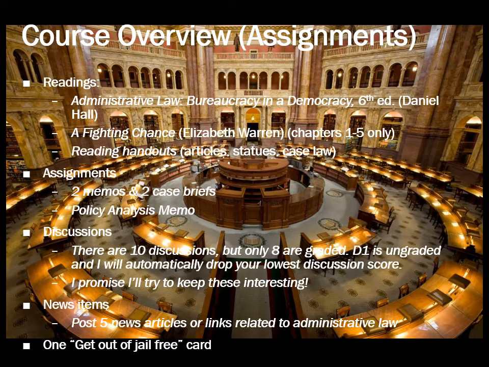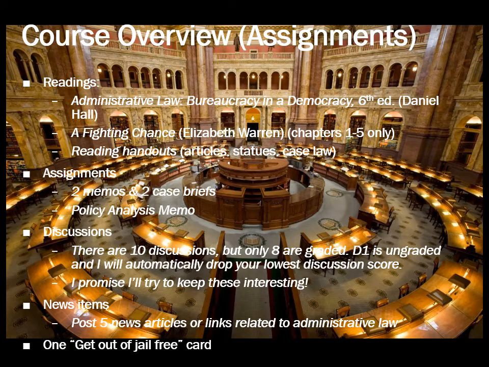All right, let's do just a little administrative overview of the course. So we've got a textbook, Administrative Law by Daniel Hall. I think it's probably one of the best administrative law textbooks out there, and it is particularly aimed at non-attorneys. We're going to have a variety of reading handouts available in the Canvas classroom, and we're going to read part of Senator Elizabeth Warren's book, A Fighting Chance.